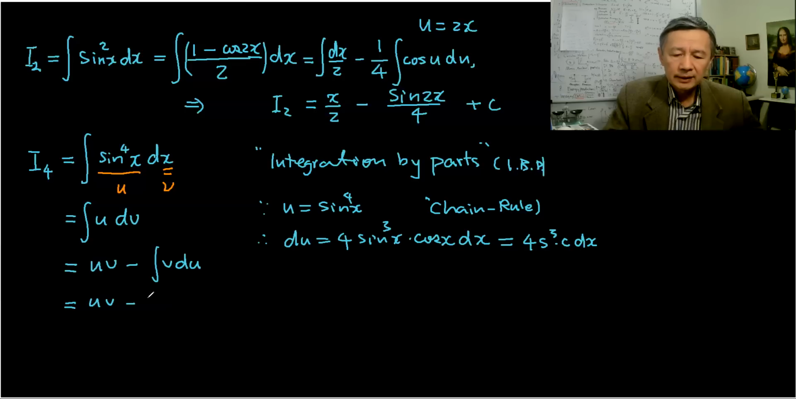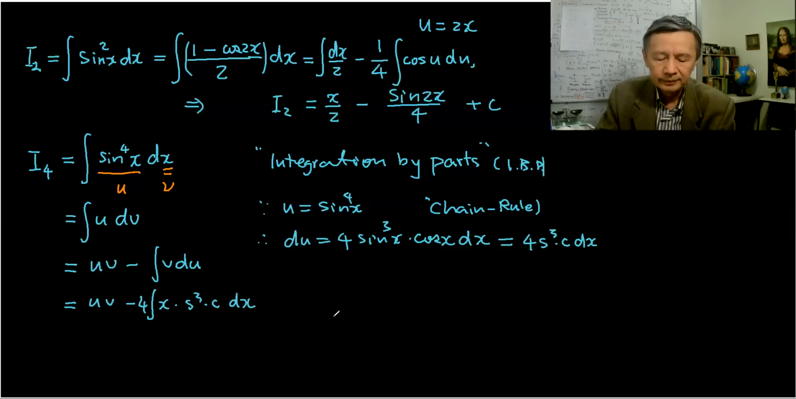So v is x. If we substitute v here, v will be equal to x, then we get x times 4 s cubed c dx. Is that right?